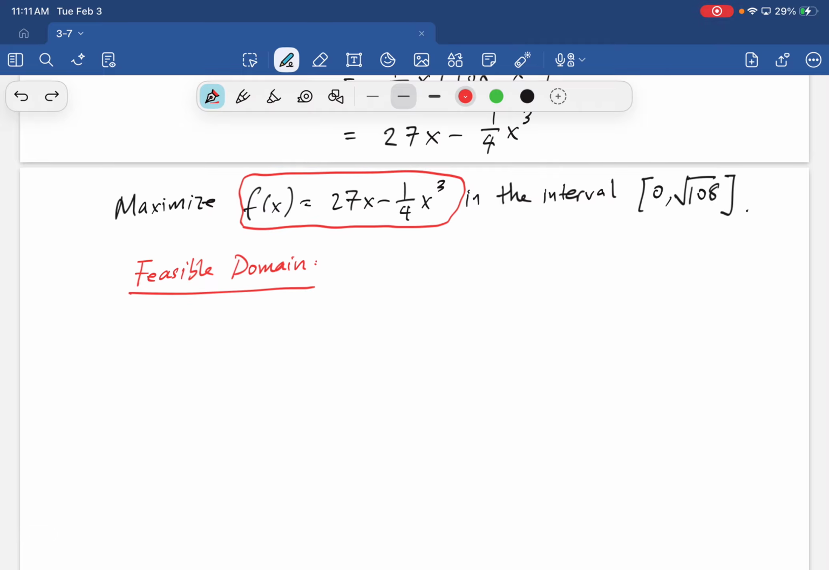Number 2, it says 4 feet of wire. I made a typo. 4 feet of wire are to be used to form a square and a circle. How much of the wire should be used for the square and how much should be used for the circle to enclose the maximum total area?